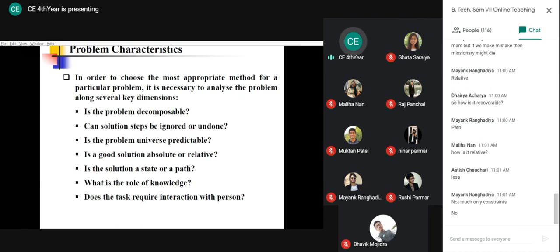Everyone, good try. So it's 11:02, so we are ending this session. Similarly, I have given you the example of missionaries and cannibals. In a similar way, any example can be asked in the exam. You have to apply the 7 problem characteristics, and based on that you have to give the answer. Also, which classes of problems there are, that you also have to write. Okay. Thank you.